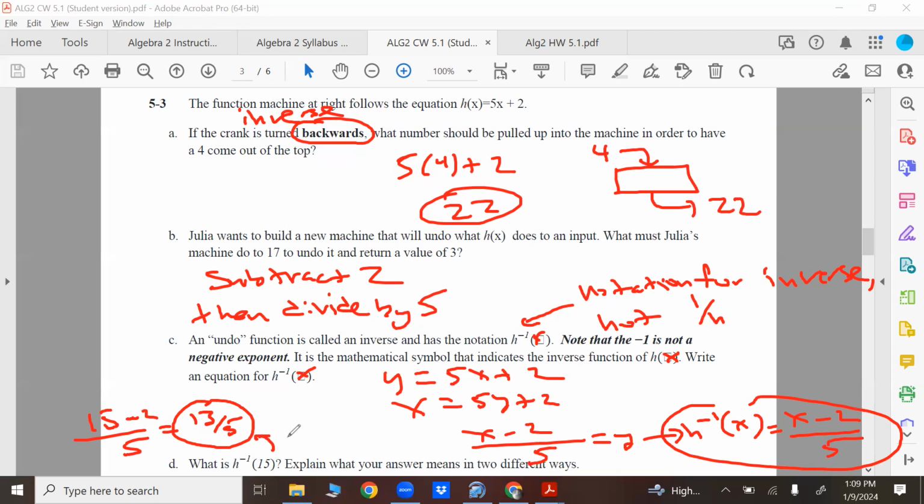So actually, we're on part C. So you want the fourth one on the top, right? The first equation, 5x plus 2, that's actually the original. So what happens if you put 4 in? What do you get? 22. So that means I have to put 22 into the inverse to get 4. Is the first problem we're working with the inverse equation? No, you're working with the originals. That's confusing. You're working with the originals.